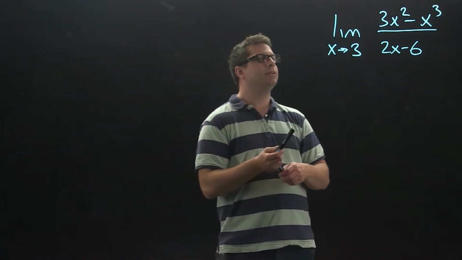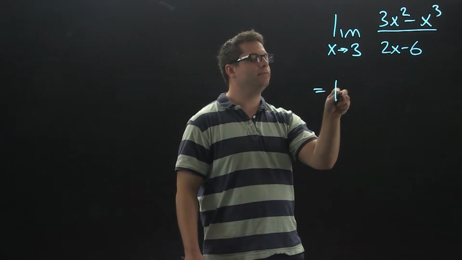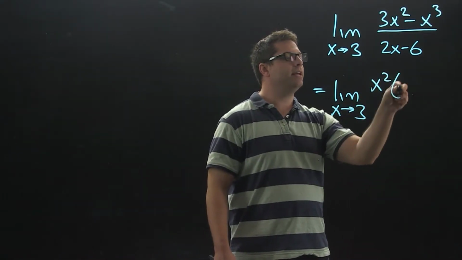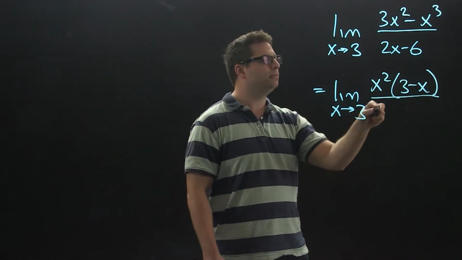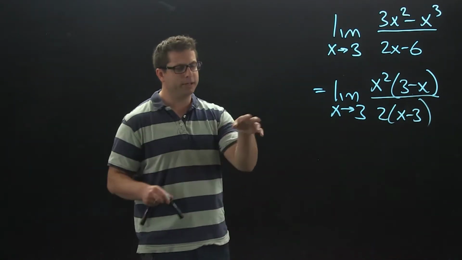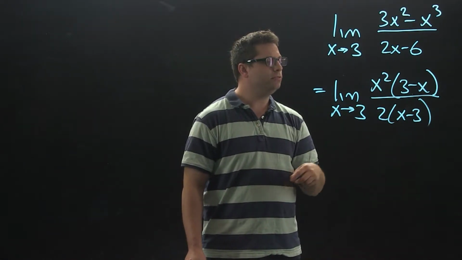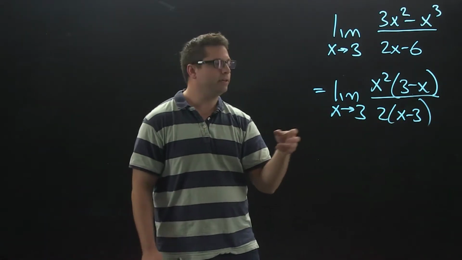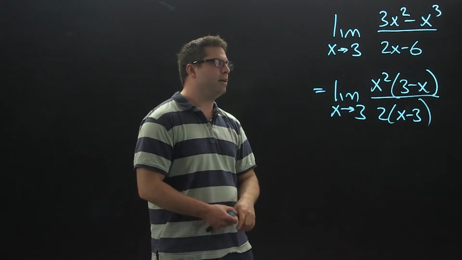On top, I see that I can pull out a factor of x squared, and that leaves us with 3 minus x. On the bottom, I can factor out a 2, which leaves me with x minus 3. Again, just a quick check: if I were to plug in 3, I'm still going to get 0 over 0. But what I do know is this x minus 3 has to go away. This is the reason we're getting 0 on the bottom. So we need a factor of x minus 3 on top in order to divide them out.